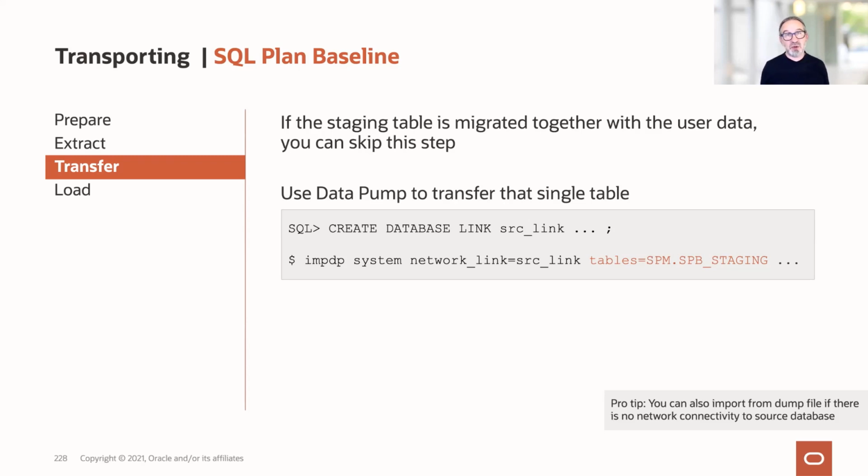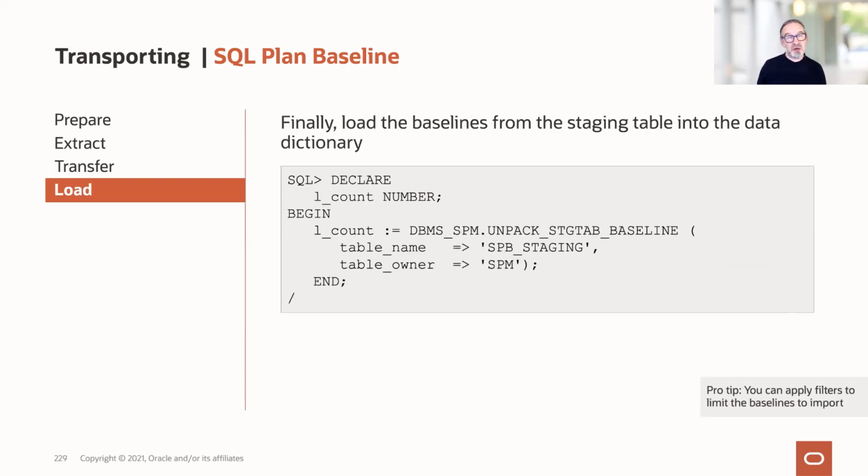But in case you use a separate user like we do here, then the easiest way is you create a database link from target to source. And then on the target side, you run impdp over this database link, and you just move our staging table. Once the staging table is now received on the target database, you unpack the staging table baseline, and this will move the plan baselines into the dictionary of the target database.